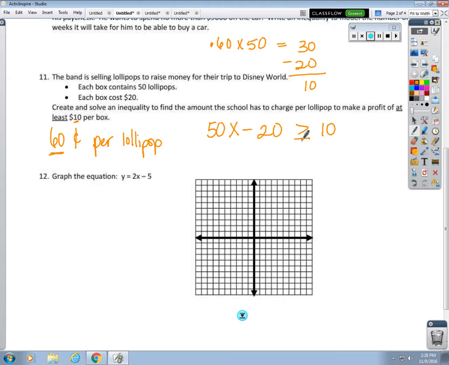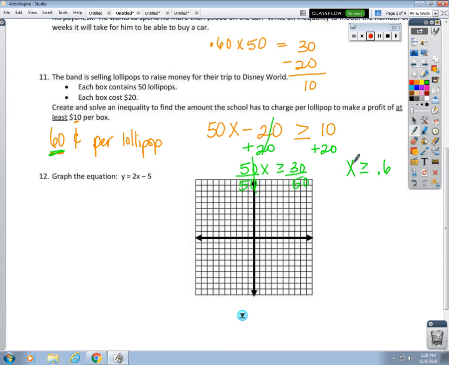So, now that you have the inequality, you can solve it to get this 60 cents. What would we do first? So, now you get 50x is greater than or equal to 30, and then what would you do on both sides? Divide by that 50, so you get x is greater than or equal to 30 over 50, which is 0.6, which is 60 cents.